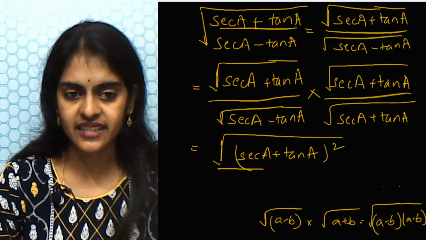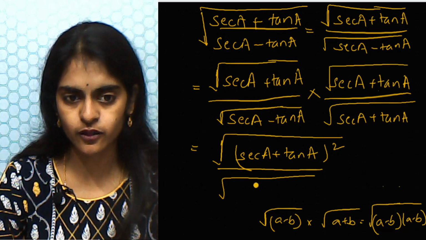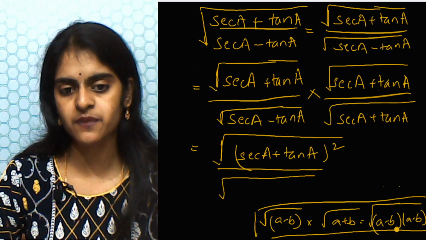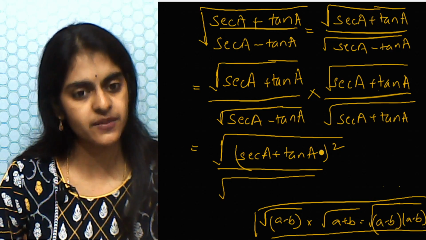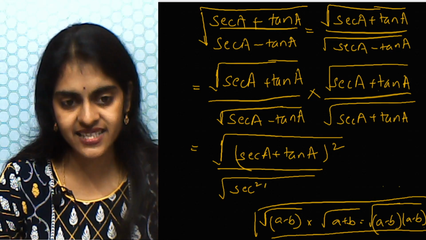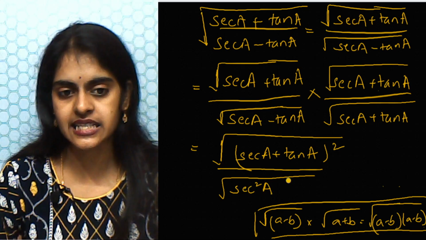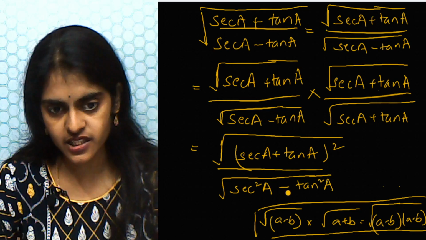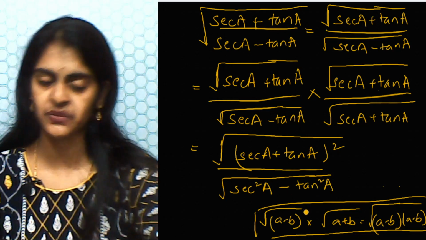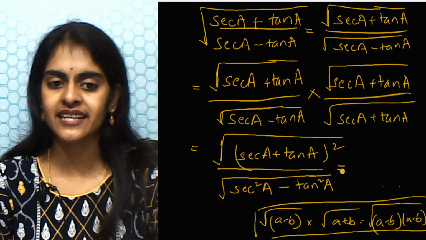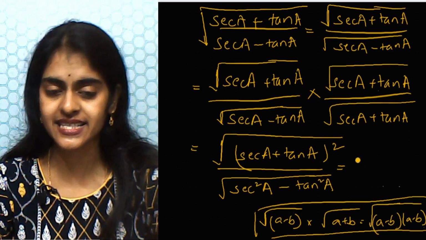So let me write it here the same thing. So this becomes under root. Just compare it with this identity. So it becomes under root A minus B into A plus B, so that you can write as under root A square minus B square. Here A is secant, B is tan, isn't it? So secant square A minus tan square A. Now tell me, do you have any identity with secant square and tan square? Yes, we have. What is it?